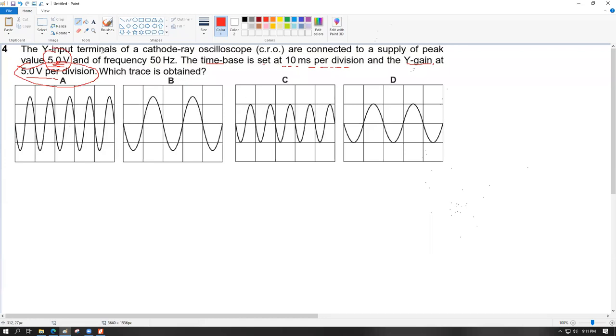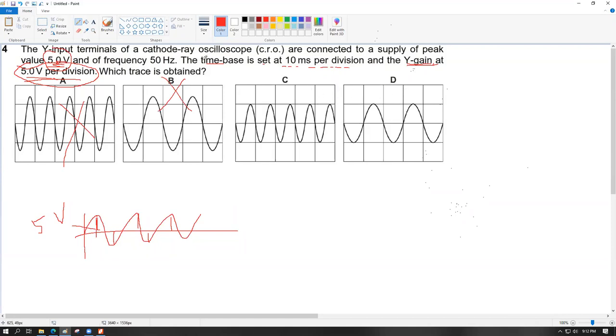Think about it. You have connected the Y input terminals of a cathode ray oscilloscope to a supply of a peak value of 5 volt. Peak value of 5 volt means you are essentially working with a sine curve where the amplitude is 5 volts. That's what the peak value represents. So if you are trying to accommodate this actual signal within a scale where the Y gain is set as 5 volt per division, how many divisions should these graphs cover? One. They should cover one division. So that brings us to the idea that B and A are out of the question because they are covering more than one division. Your remaining contenders are C and D.